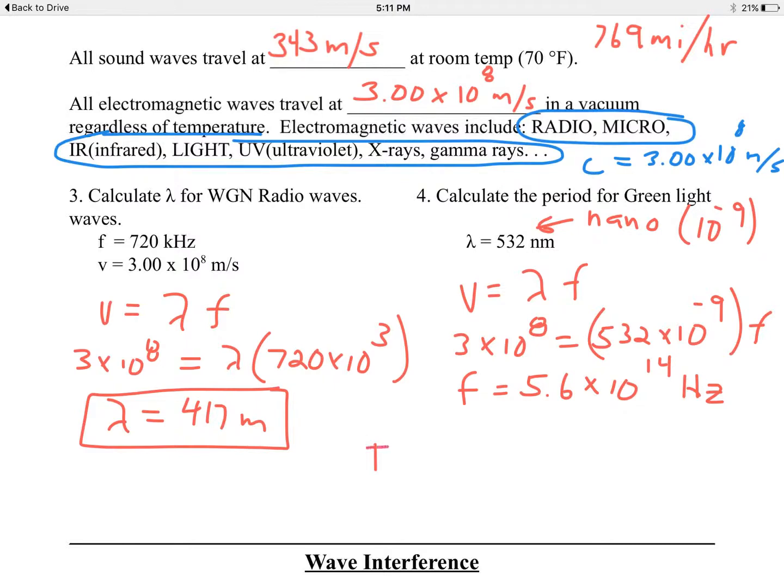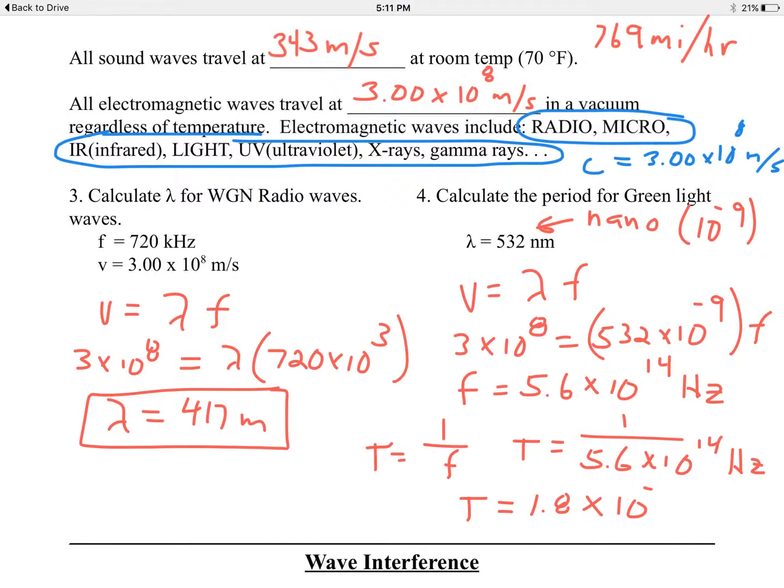But the period now, as we learned yesterday, is 1 over the frequency. So the period is 1 over 5.6 times 10 to the 14th hertz. So there's 2 equations we've used so far in this unit. V equals lambda f, the velocity of a wave, and then T equals 1 over f, or f equals 1 over T, which is just a variation of this equation. If you do the computation here, you get T equals 1.8 times 10 to the negative 15th seconds.